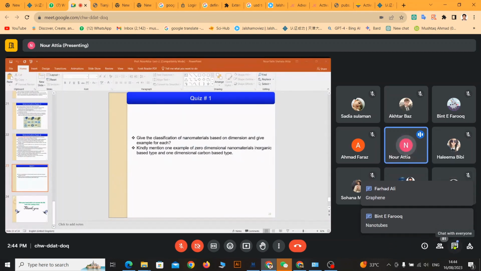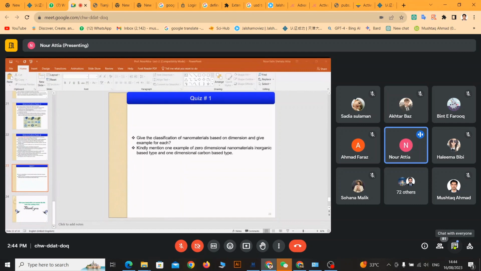So let's go to the second question. I need a zero dimension nanomaterial, but inorganic type. Nanopillar, you can say 3D. Inorganic quantum dots are also an example of zero dimension. Yes, it's inorganic, correct. It's correct.